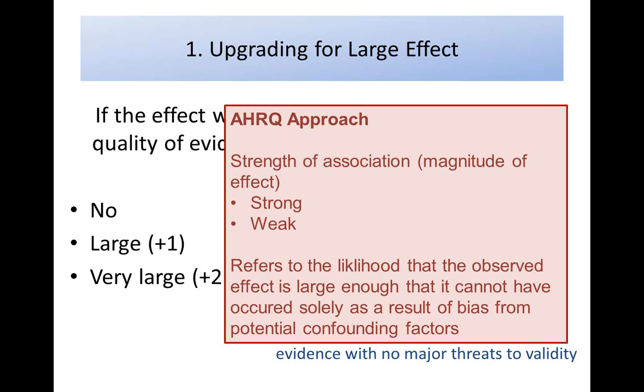Because they use exactly the same domains for upgrading the evidence. They say strength of association, magnitude of effect, strong or weak, refers to the likelihood the observed effect is large enough that it cannot have occurred solely as a result of bias from potential confounding factors.